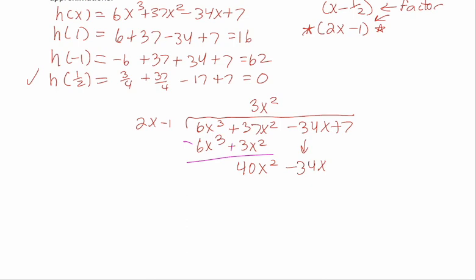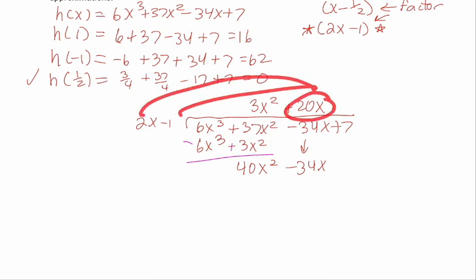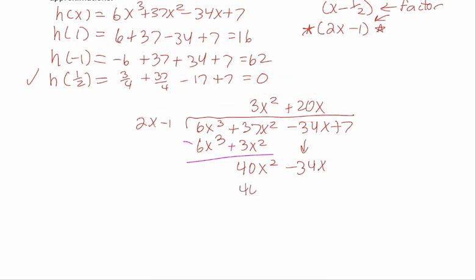Now we're going to do it again. What times 2x would give me 40x squared? That would be 20x. Now we are distributing, so we have to multiply that by both things. We get 40x squared minus 20x. We are subtracting, so we're going to change the signs of both. First term should always get eliminated. Negative 34 plus 20 is negative 14x. Bring down the next thing.